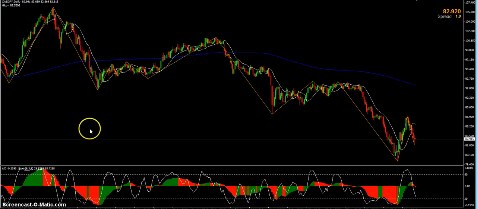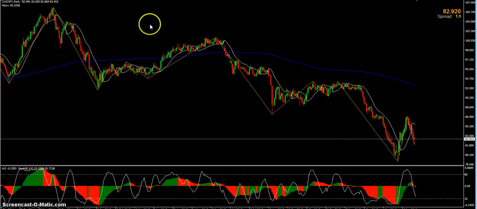So here we are, we're taking a look at the CAD Yen, starting on the daily chart. At the moment the CAD Yen is in a down cycle, and we can see that because it's stepping down, making newer lows, and the highs are also lower. That's a good sign of a downtrending market. So what we want to look at is where we can get into the market at a better price and look for another move back lower.